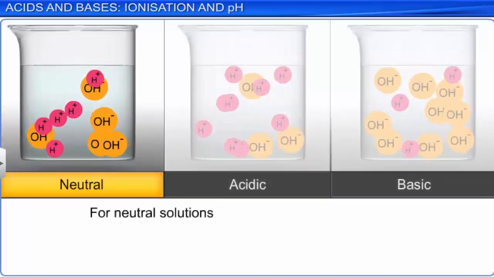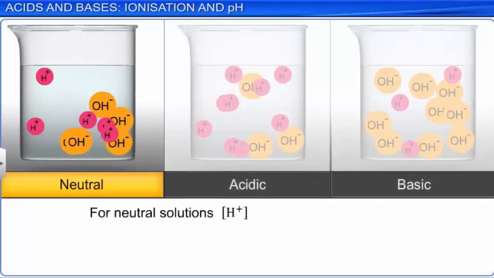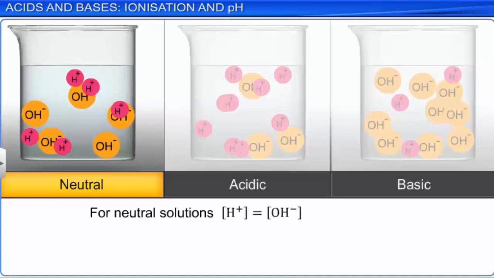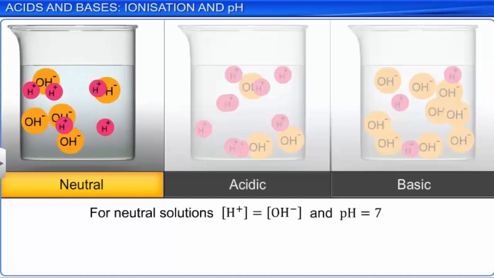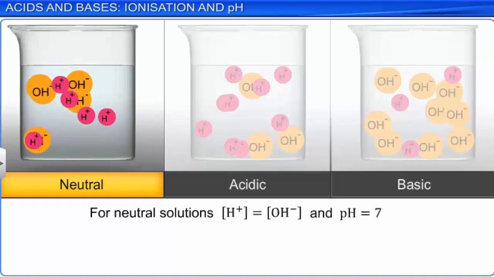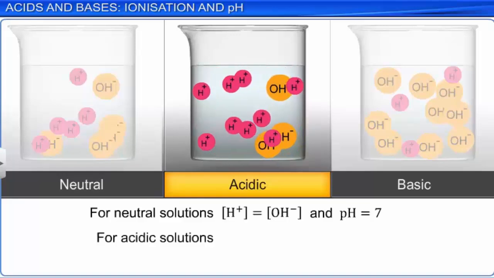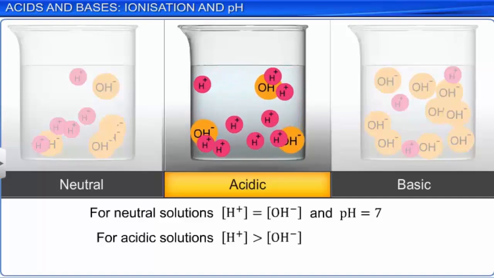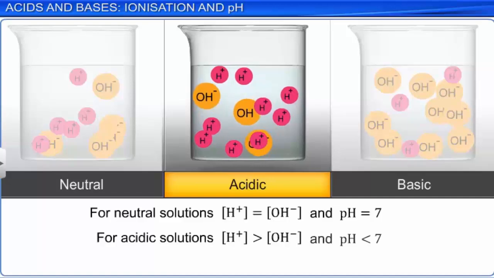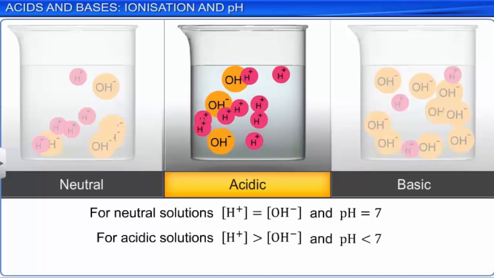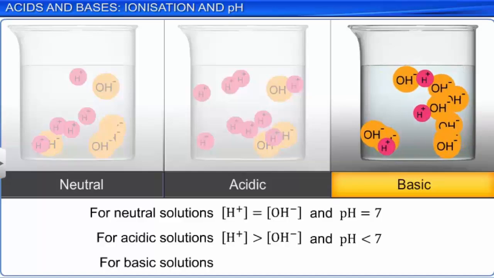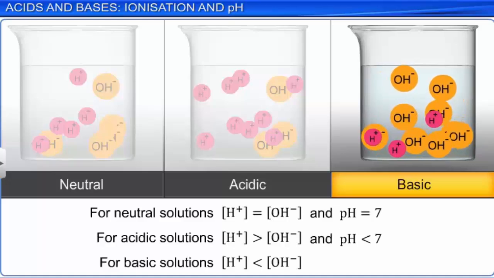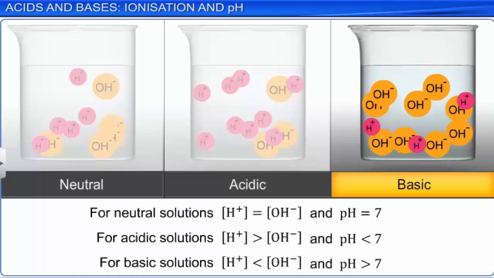Thus, for neutral solutions, the H plus ion concentration is equal to the OH minus ion concentration, and the pH is equal to 7. For acidic solutions, the H plus ion concentration is greater than the OH minus ion concentration, and the pH is less than 7. For basic solutions, the H plus ion concentration is less than the OH minus ion concentration, and the pH is greater than 7.